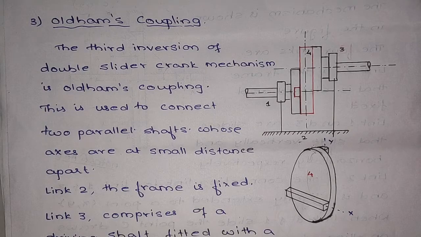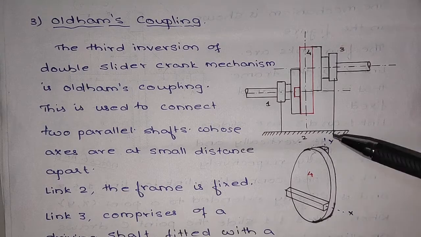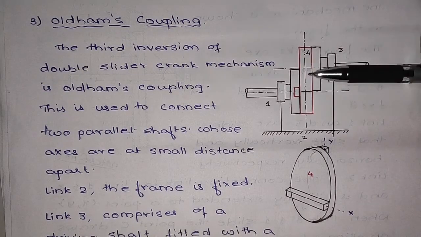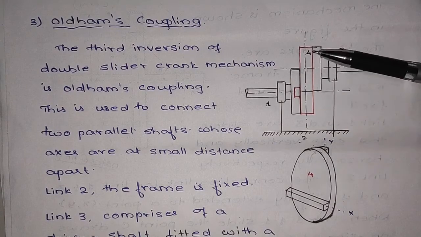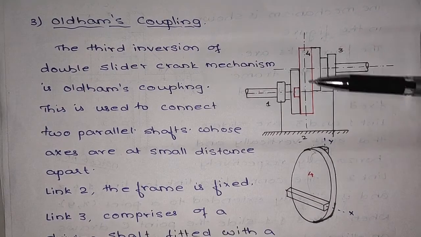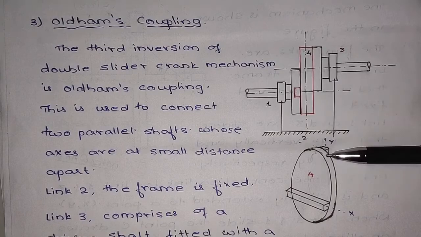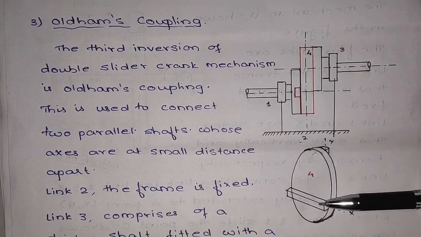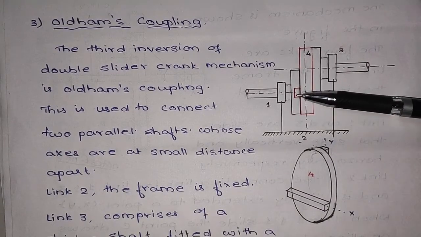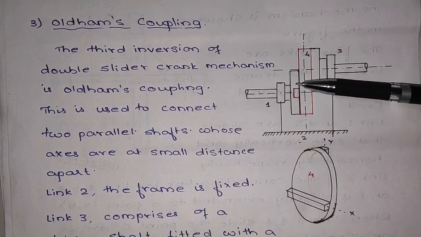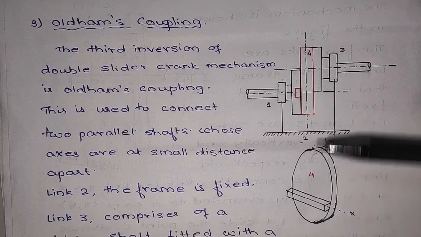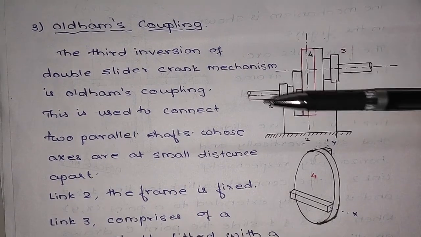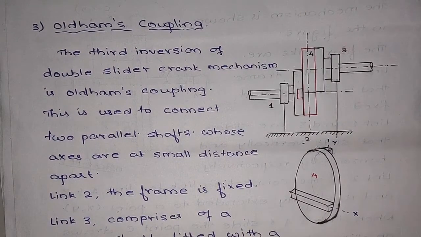So when this shaft rotates to a certain angle, this particular slot in this flange will make this tongue to push. Thereby this tongue will also slide in this particular flange and make this shaft to rotate. So thus at what angle this shaft rotates, the same angle the second shaft also rotates. So this is about Oldham's coupling.